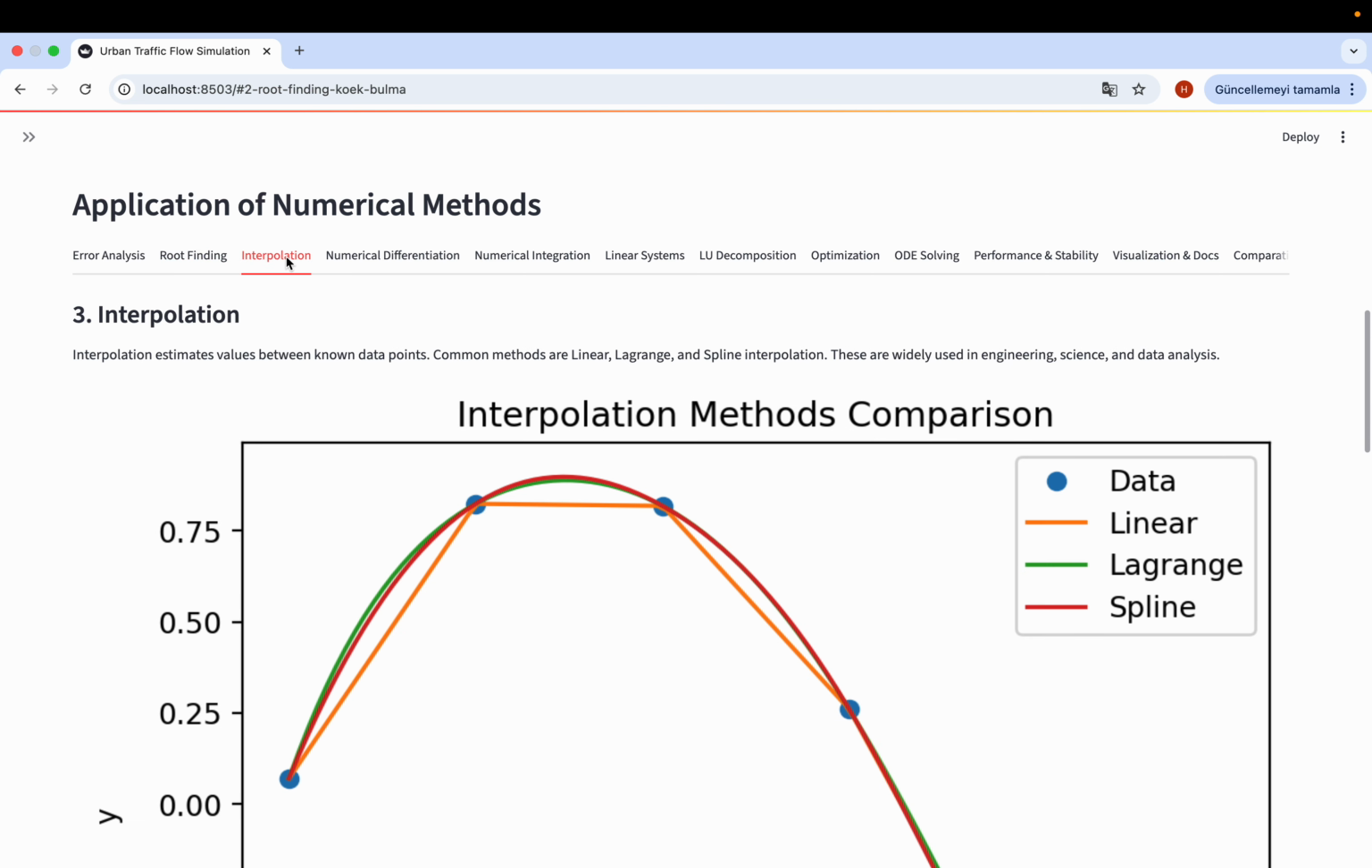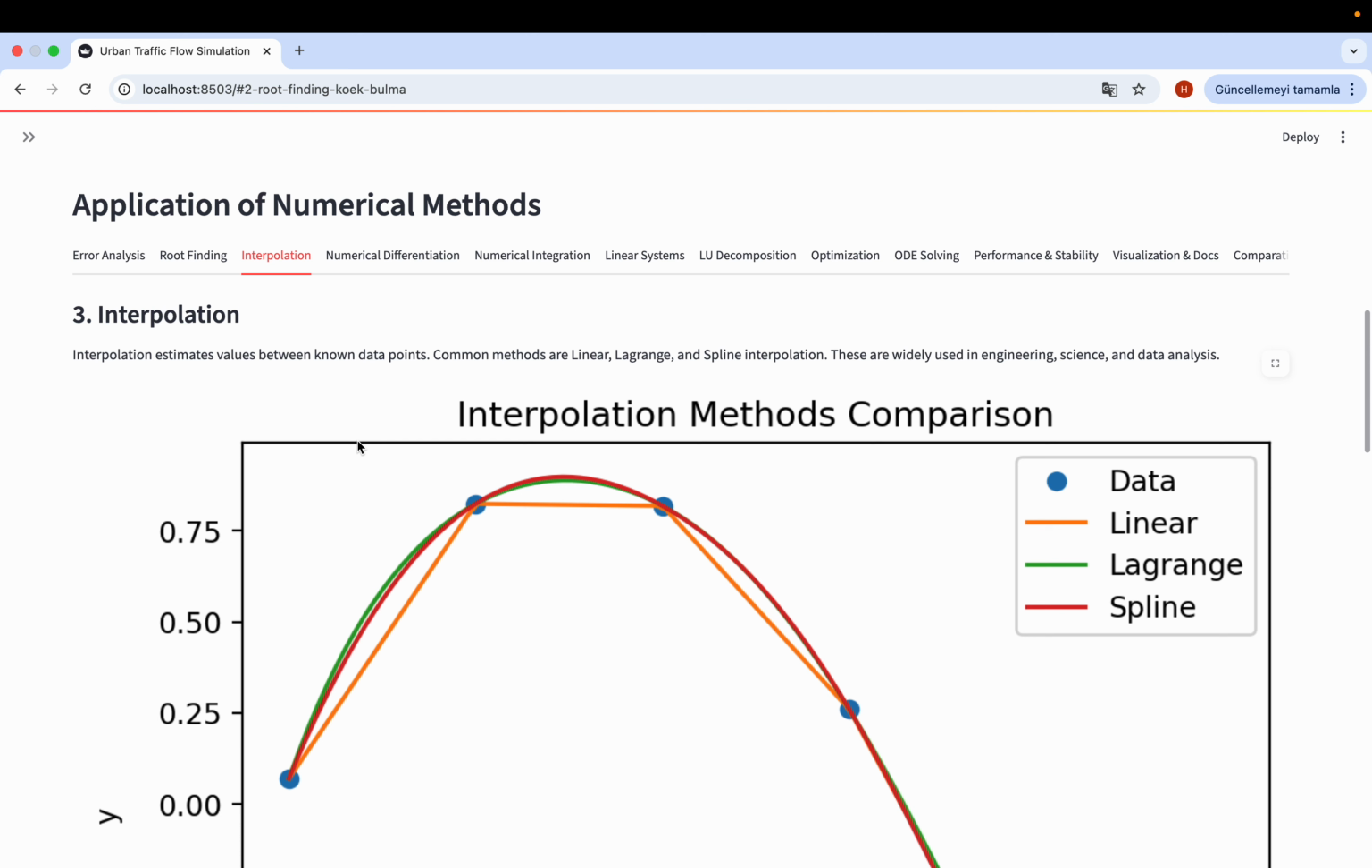And let's continue with interpolation methods. Imagine you have traffic data for 8 a.m., half past 8, and 9 a.m., but you need the value for 8:15 a.m. Interpolation helps us estimate such missing values smoothly.